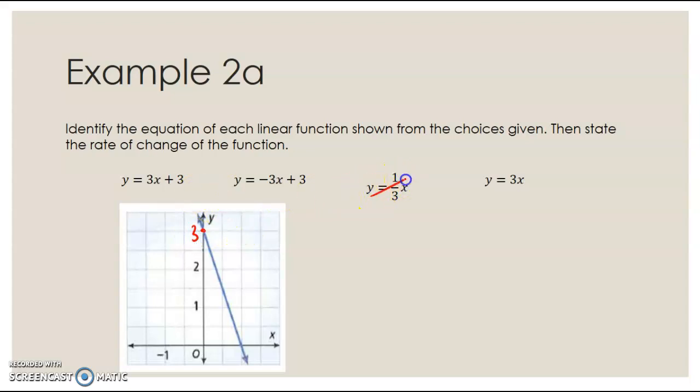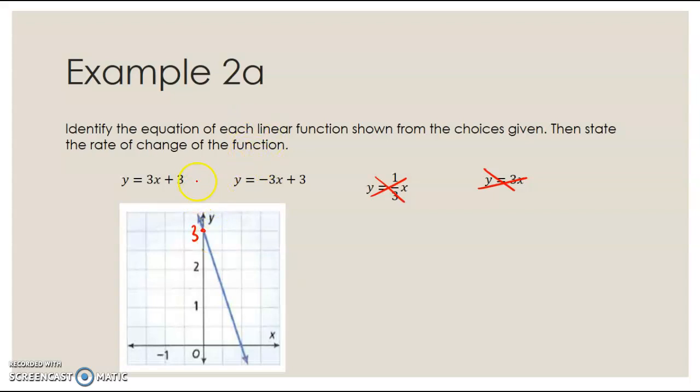So I know it's not y equals 1/3 or y equals 3x, because neither one of those has a plus 3. So now I need to decide, is it positive or negative? Because both of these have 3. I just have to look at my line now. This is really just a bunch of process of elimination. That's the word I'm looking for.